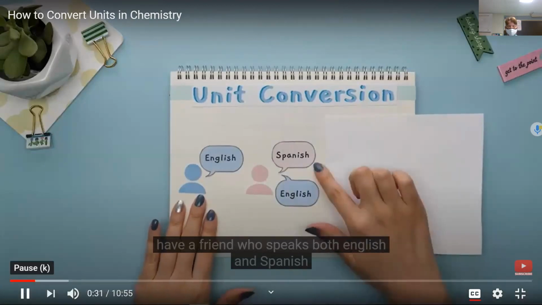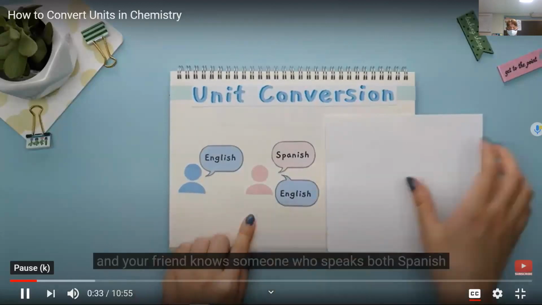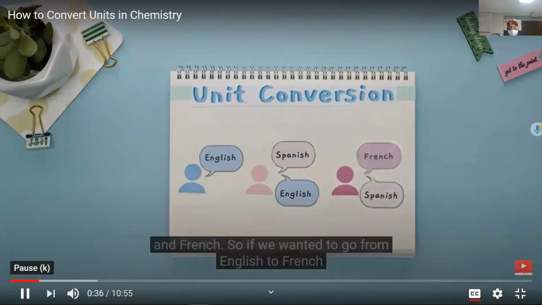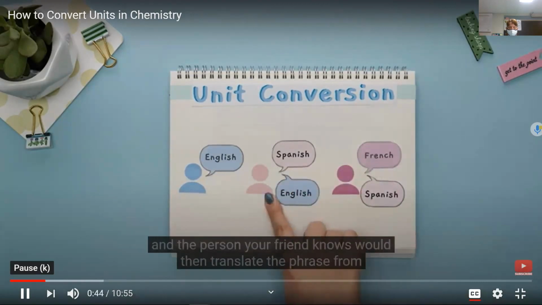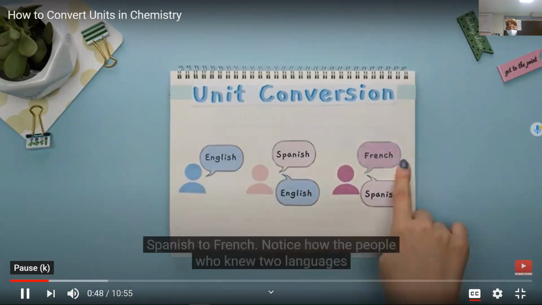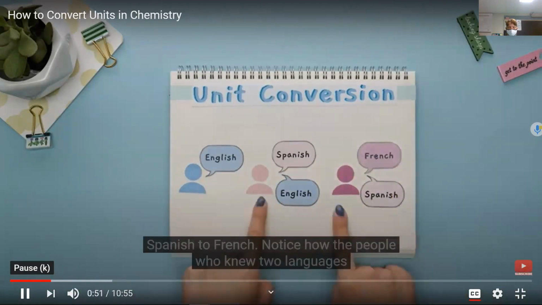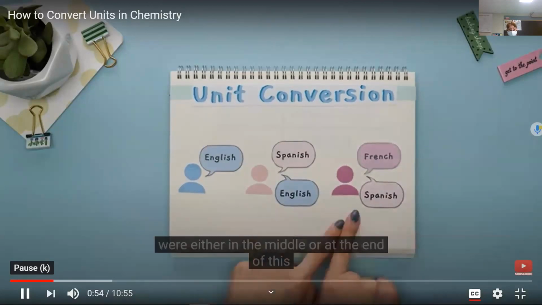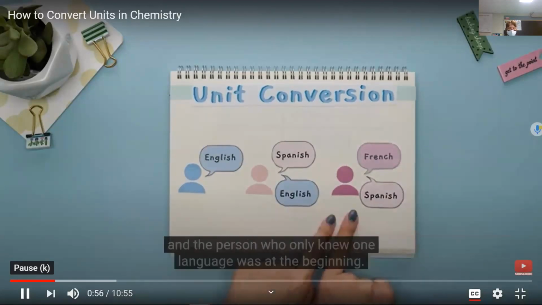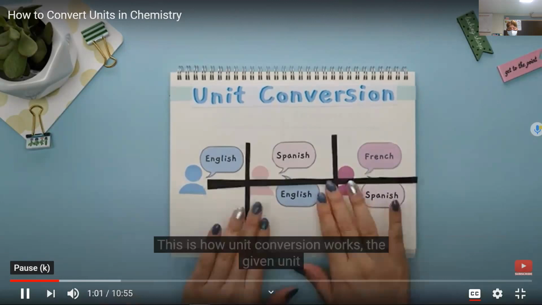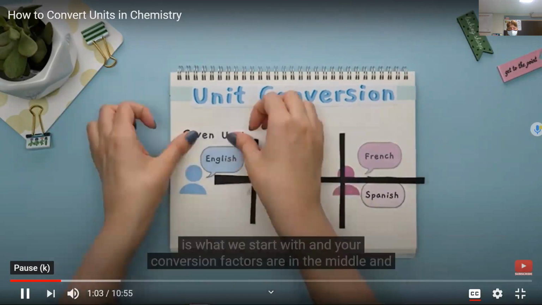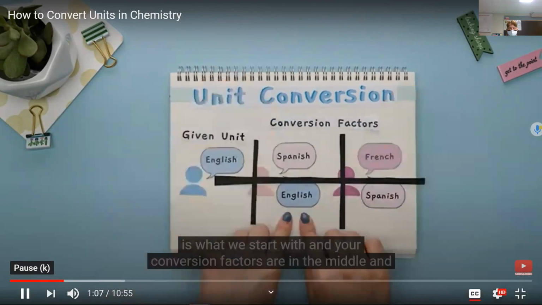both English and Spanish, and your friend knows someone who speaks both Spanish and French. So if we wanted to go from English to French, your friend would translate the phrase from English to Spanish, and the person your friend knows would then translate the phrase from Spanish to French. Notice how the people who knew two languages were either in the middle or at the end of this, and the person who only knew one language was at the beginning. This is how unit conversion works. The given unit is what we start with, and your conversion factors are in the middle and at the end.